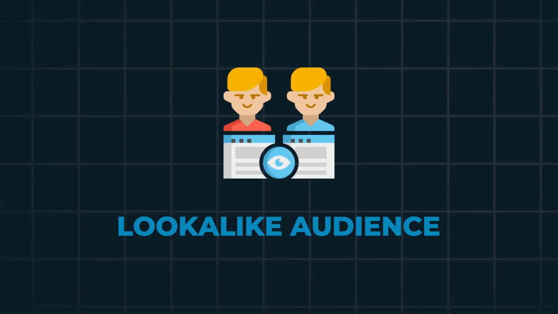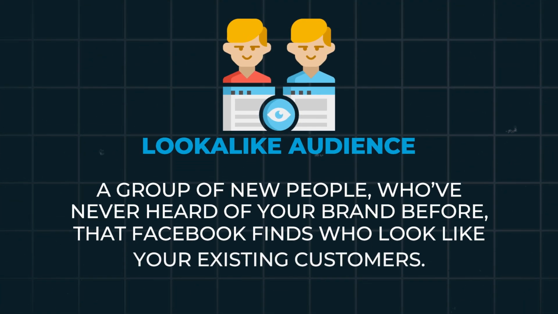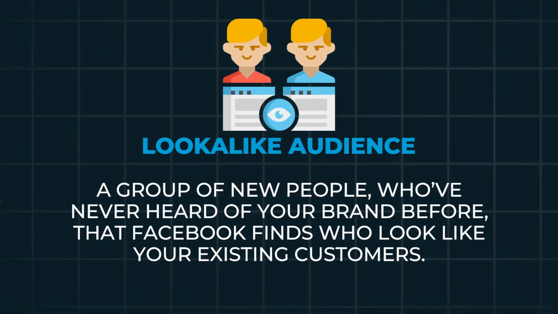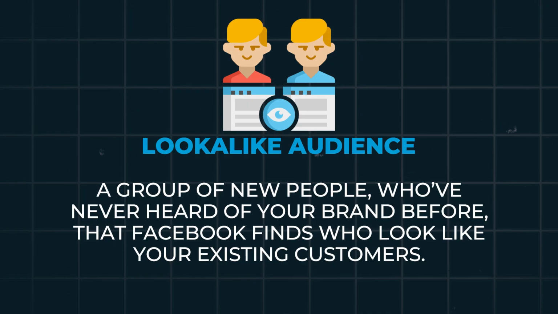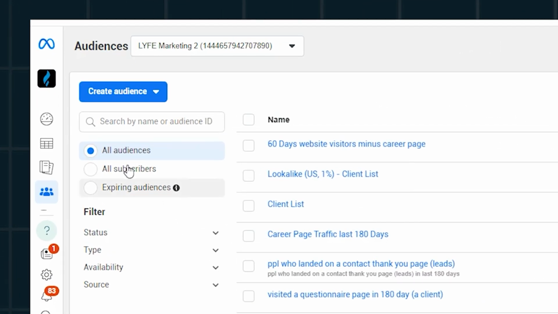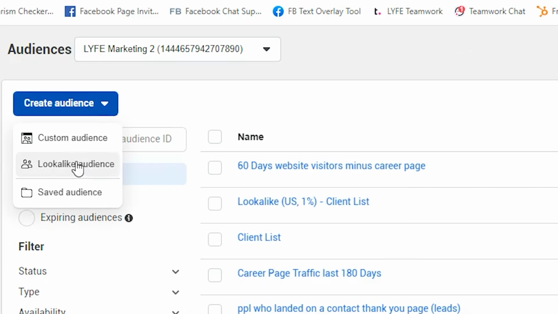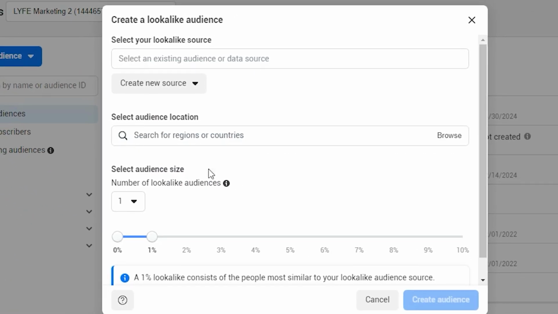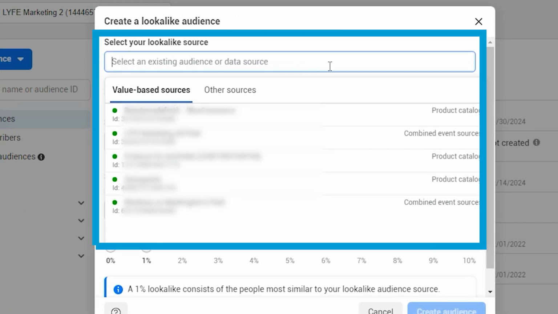The second route is to target a lookalike audience. A lookalike audience is a group of new people who have never heard of your brand before that Facebook finds who look like your existing customers, making them the most profitable cold audience you can target because they have the same makeup and buying patterns as your existing clients do. If you have more than 1,000 clients or customers, then we'd recommend you start with a lookalike audience. All you have to do is upload your customer list as a custom audience in Ads Manager, then choose that audience as the source audience to create a lookalike audience out of.